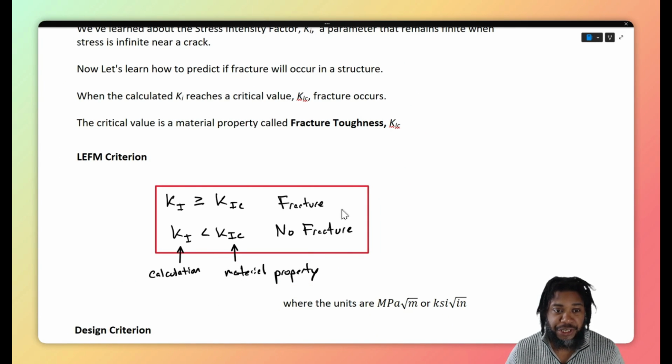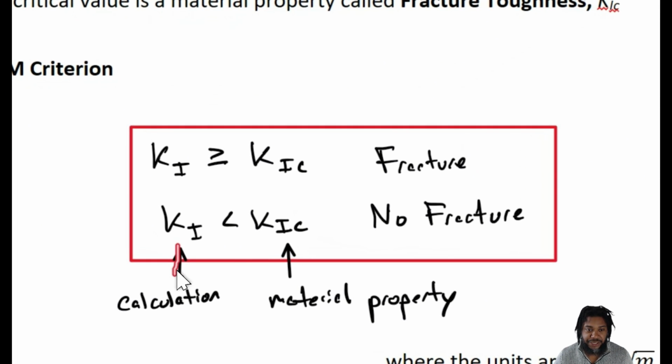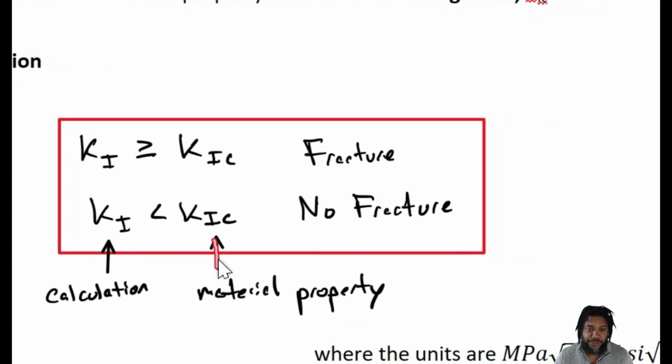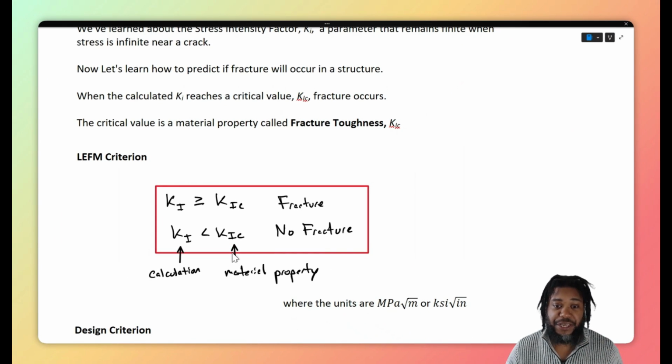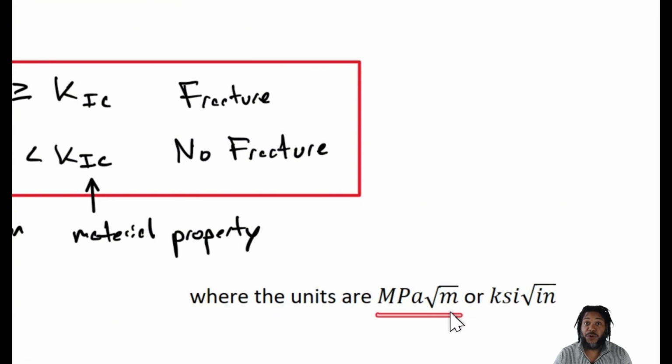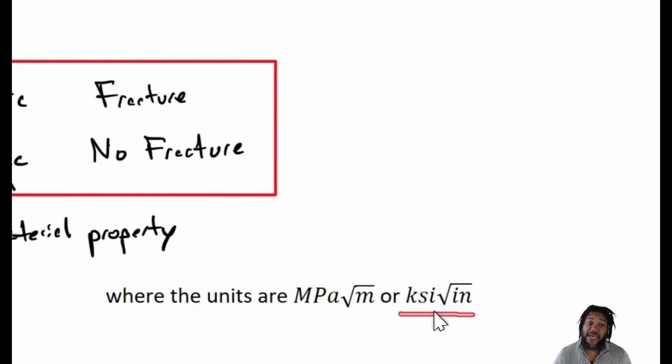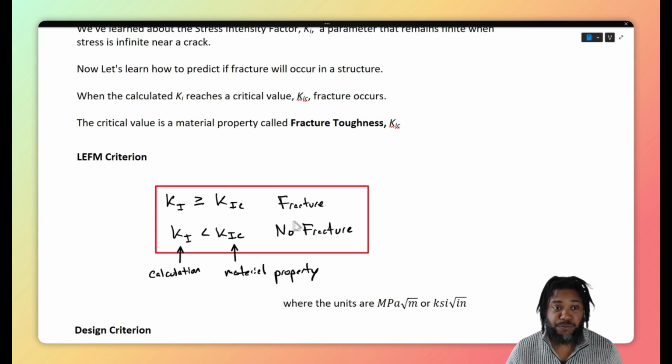And for both the calculation of the stress intensity factor and the property K1C, the units are either megapascal times the square root of meters or KSI times the square root of inches. Now, with this criterion in place, for any particular geometry, we can calculate the K1, and then for a given material that we're studying, we can look up its material property and determine if fracture occurs.